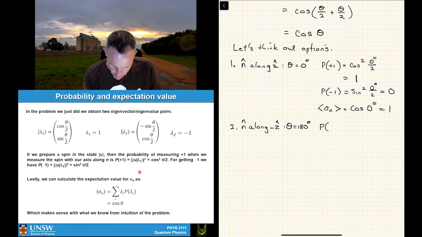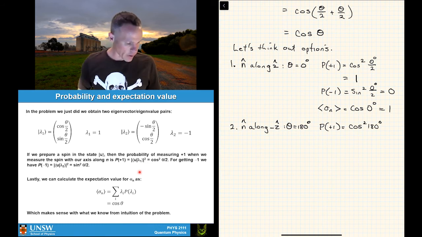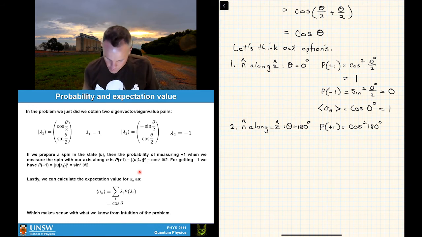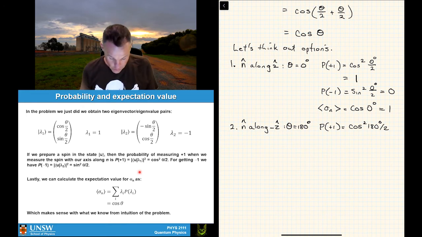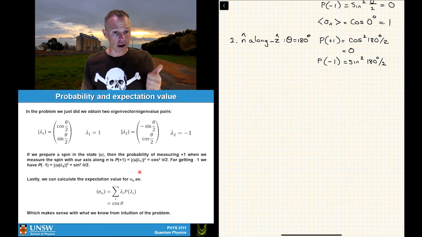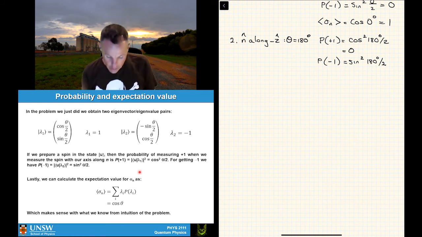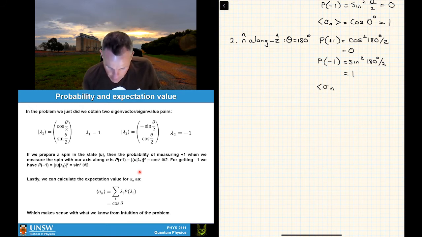Here, our probability of plus 1 would be cos squared of 180 degrees on 2. So 180 degrees on 2 is 90 degrees. Cos of 90 degrees is 0. 0 squared is 0, so this should be 0. The probability of getting a minus 1 here is going to be sine squared of 180 degrees on 2. Of course, 180 degrees on 2 is 90. Sine of 90 is 1. 1 squared is 1, so it's 1. And our expectation value of sigma n is going to be cos of 180 degrees.